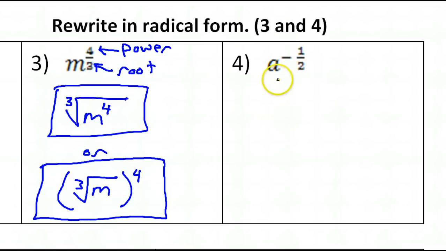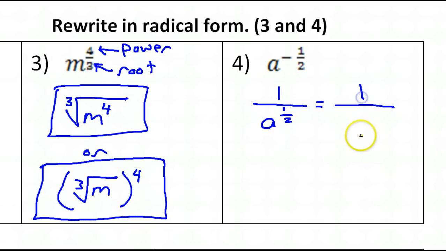Okay, now this one, to rewrite this in radical form, it's going to be very necessary that we think about this negative exponent and remember that that means that we need to drop this down to the denominator. So this will become 1 over a to the 1/2 power. Once we have that, then just remember that this is power over root. So there's the 1.